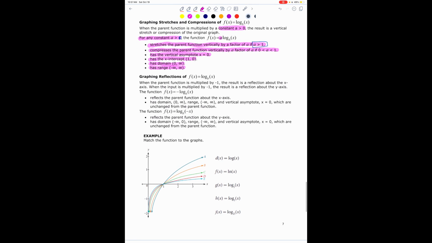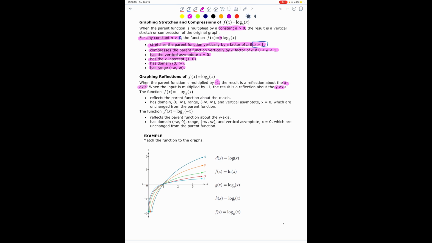The next transformation is reflection. Graphing reflections of f of x equals log base b of x. When the parent function is multiplied by negative 1, the result is a reflection about the x-axis. When the input is multiplied by negative 1, the result is a reflection about the y-axis. So we know that from previous transformations.